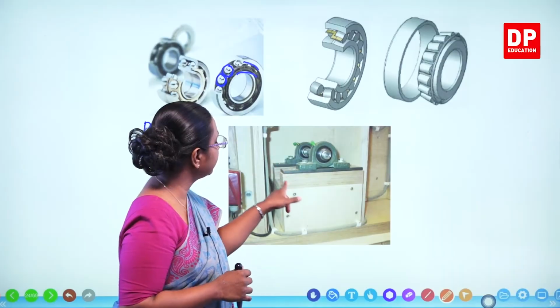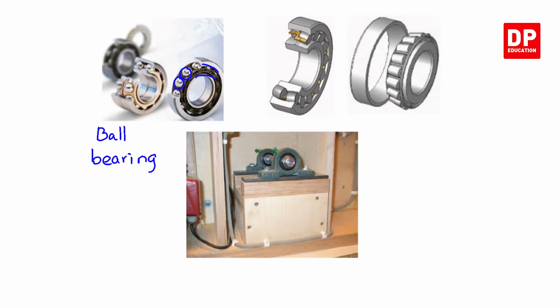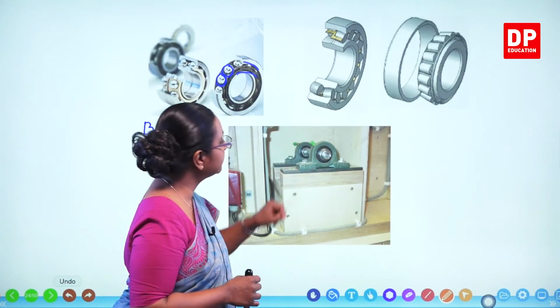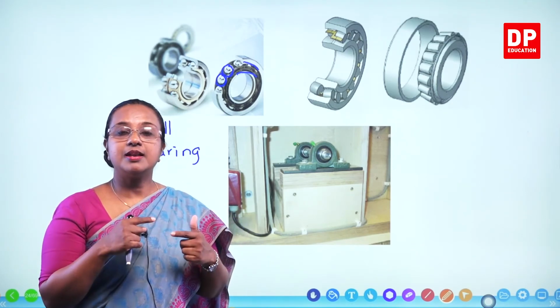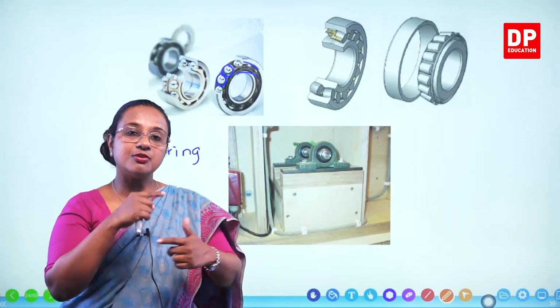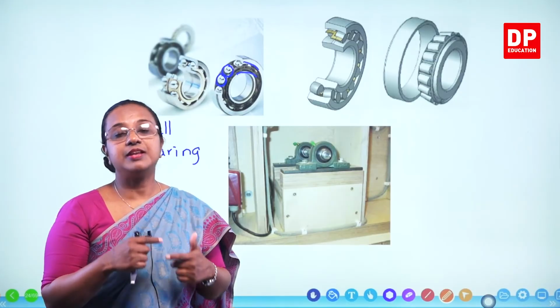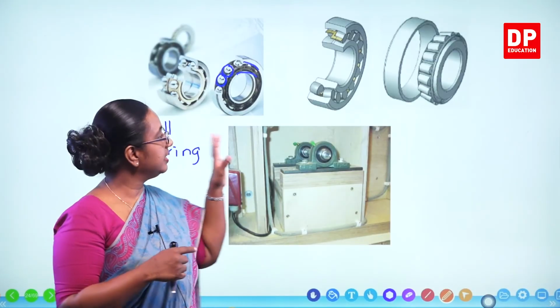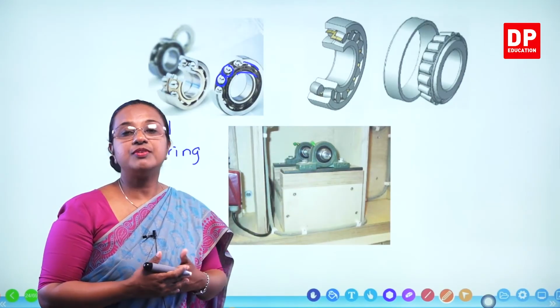And here you can see a part of a machine. The green color is one surface and the silver color is another surface. In between there will be ball bearings or roller bearings. So the surfaces can rotate one on other with less friction. So these bearings help to reduce friction in parts of machines.